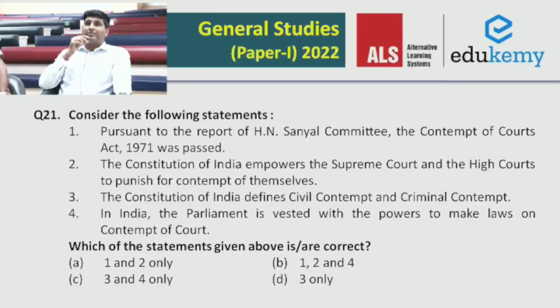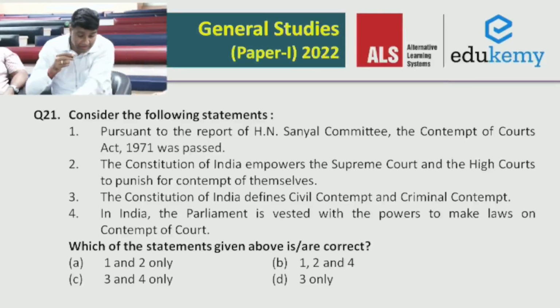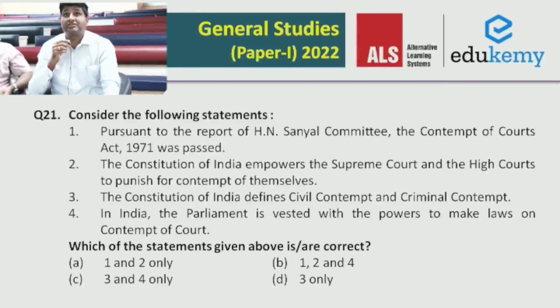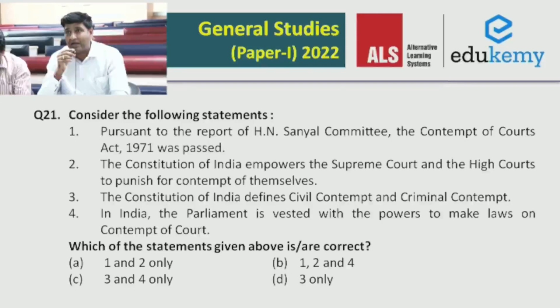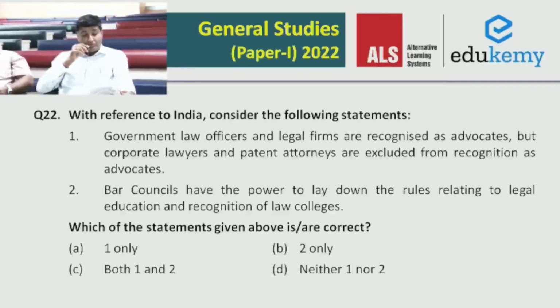Statement 4, that Parliament is vested with the power to make laws on contempt of court. That is the reason why Parliament passed the Contempt of Court Act 1971. So if you correlate statement 1 and statement 4, you can judge on your own that statement 4 is correct. Therefore, the answer is that statement 3 is wrong and all other statements are correct. So the answer is B, Bombay, 1, 2 and 4. Next question, question number 22.